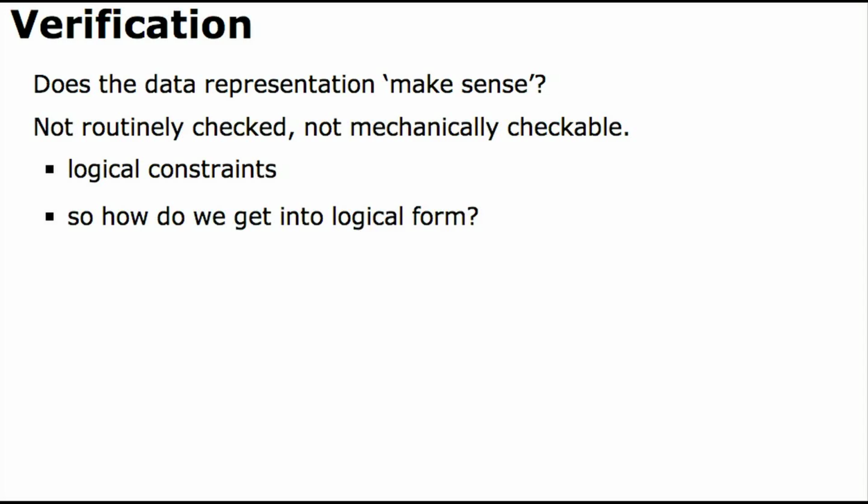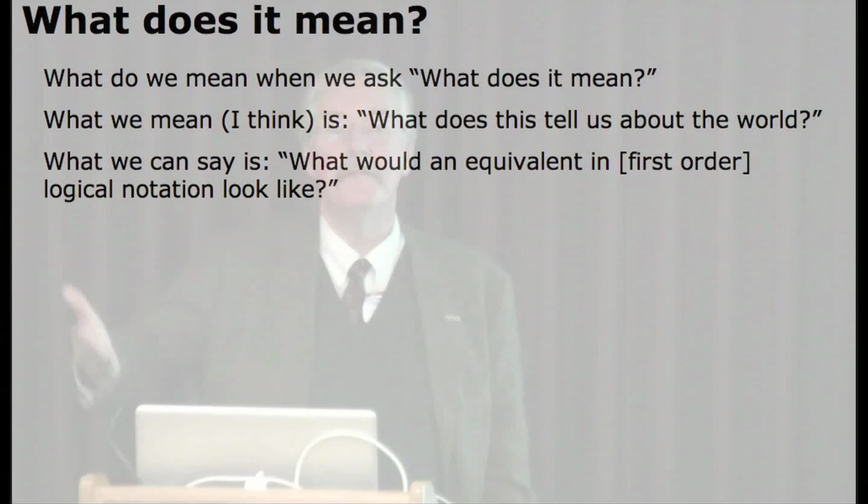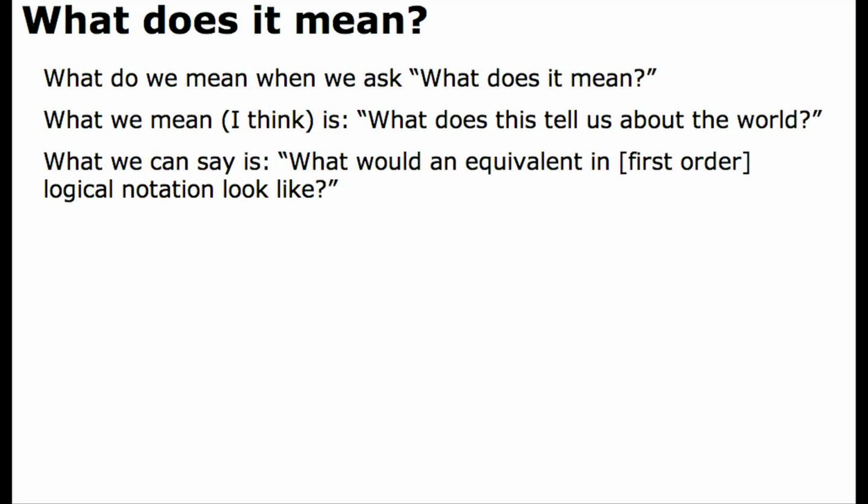So this leads us to the question, how do we get into logical form? And the first sense in which I want to take the topic of the hermeneutics of data representation is the question, what does it mean? What we mean is, really what we care about is what does it tell us about the world, but what we can answer is, how would we write this in logical notation, first order predicate calculus or some equivalent.